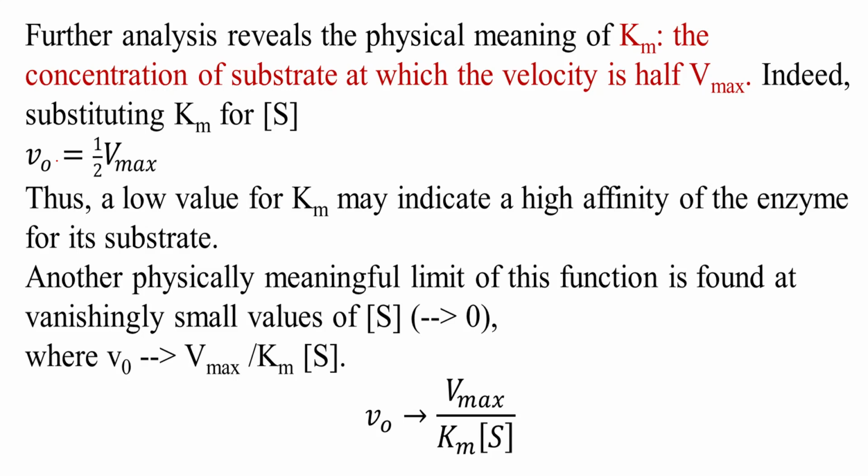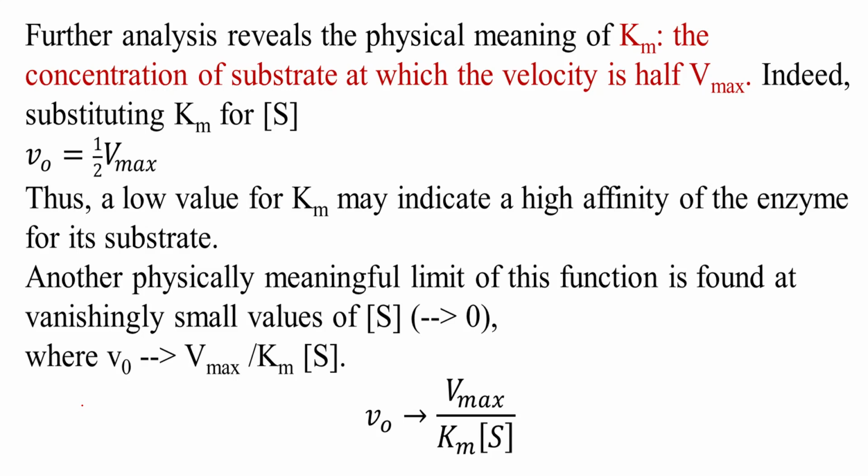Anywhere you see Km, you put S, okay? You will just come down in that equation that V0 is equal to half Vmax. We want to try that. When you take the Michaelis-Menten equation, replace your Km with S and see what the equation will give. Thus, a low value for Km indicates high affinity, indicates stronger binding. Okay, then high values of Km will indicate lower affinity.